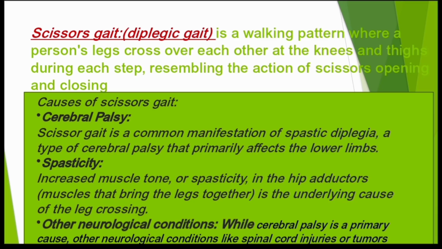The name itself says it. And the causes: cerebral palsy is the main cause, because cerebral palsy primarily affects the lower limbs in children. So you can see scissor gait in cerebral palsy. And spasticity, like increased muscle tone in the hip adductors, the muscles that bring the legs together. They are the underlying causes of the leg crossing. Then other neurological conditions may also cause this type of gait.